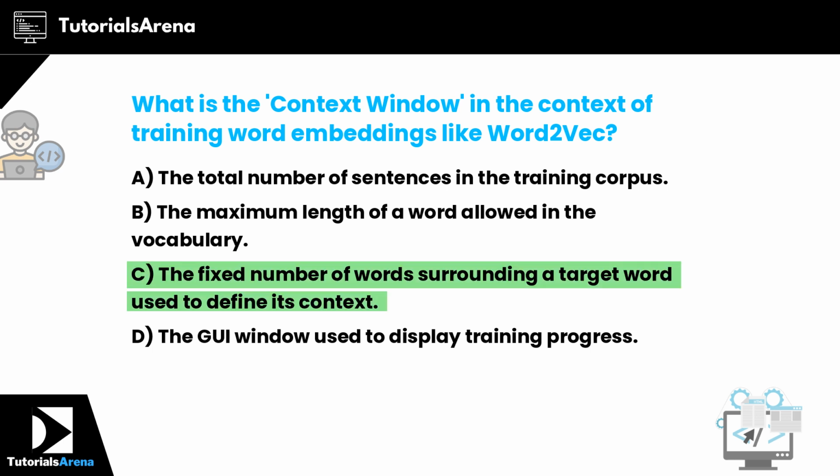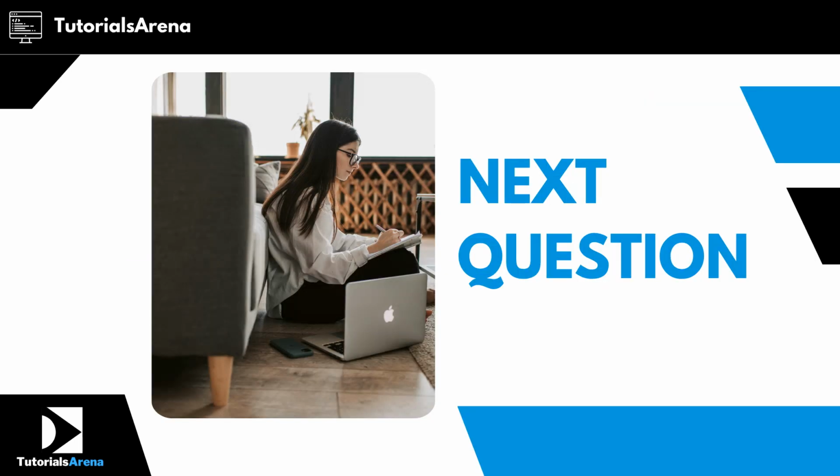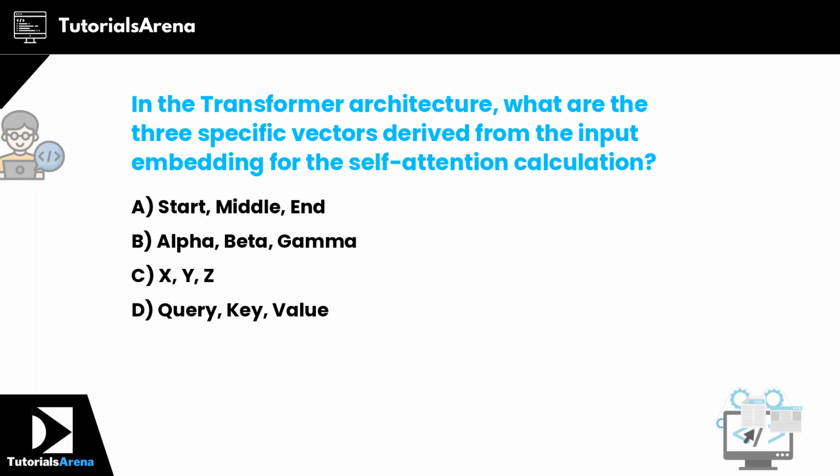The correct answer is option C. The fixed number of words surrounding a target word used to define its context. In the transformer architecture, what are the three specific vectors derived from the input embedding for the self-attention calculation?